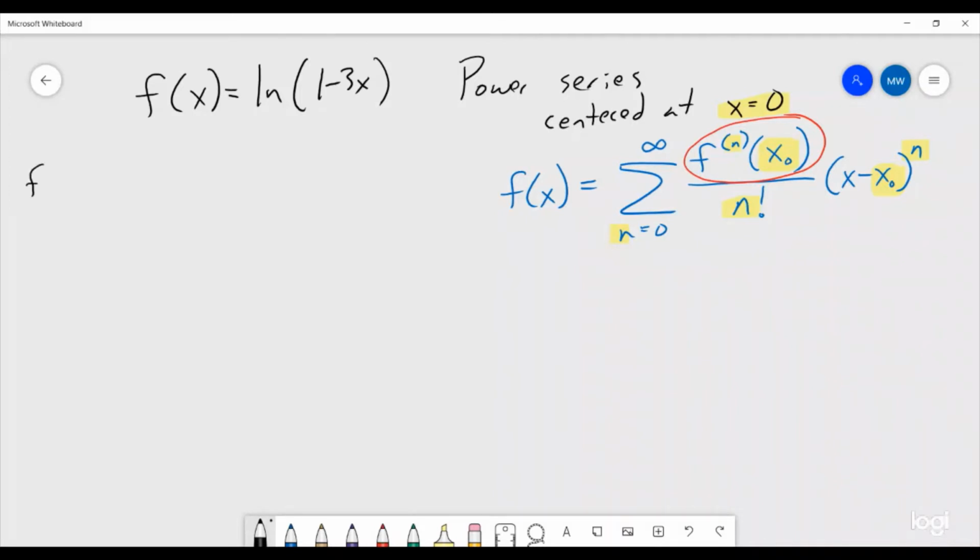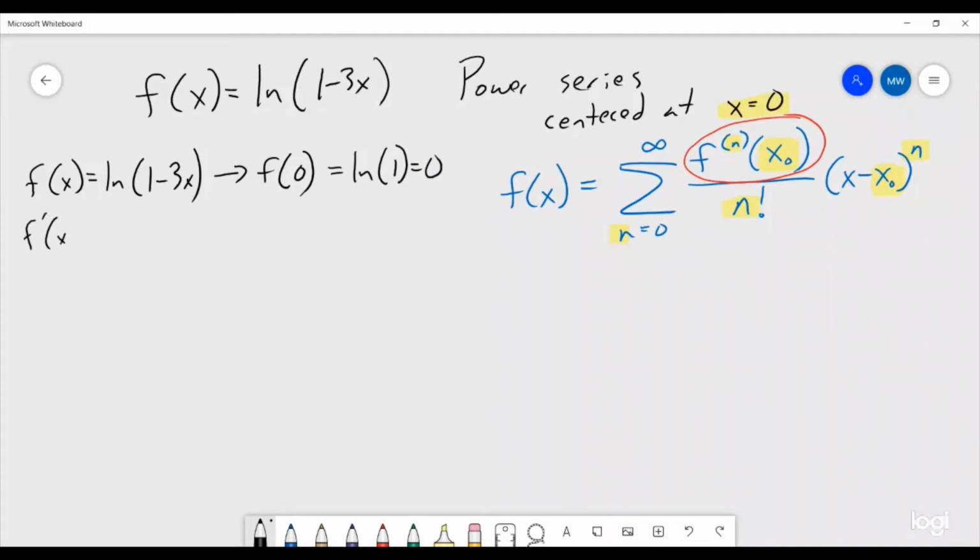So we need to know what is f of x. Well, that's the natural log of 1 minus 3x. So that tells us that f at x naught equals 0. That's going to just be the natural log of 1, which is 0. If we look at f prime of x, well, that is going to be the derivative of the natural log of 1 minus 3x. So 1 over 1 minus 3x times the derivative of 1 minus 3x, so a negative 3. So f prime of 0 is going to be negative 3 over 1. That's just equal to negative 3.